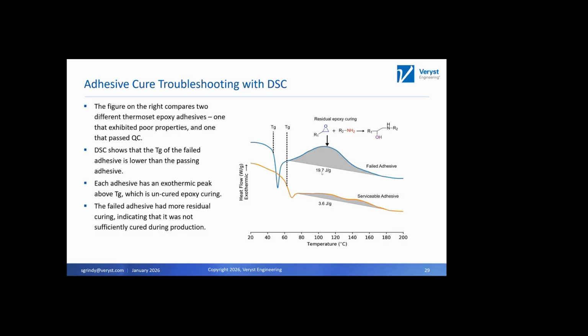So if you measure the area under these peaks, we have about 20 joules per gram versus 3.5 joules per gram. And so the energy here corresponds to the chemical reaction between the epoxy and the amine groups in this epoxy adhesive. So our interpretation of this is that this failed adhesive was not fully cured during the production process. And we can tell because there's a lot of unreacted monomers, functional groups that are cross-linking as we heat this up above the glass transition temperature, and not nearly as much in the serviceable adhesive.